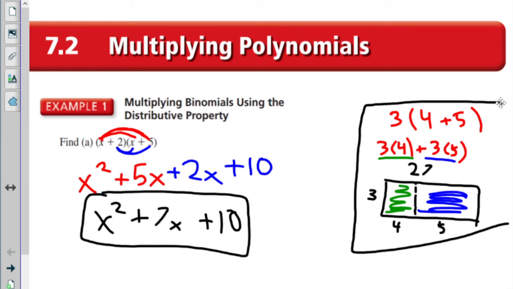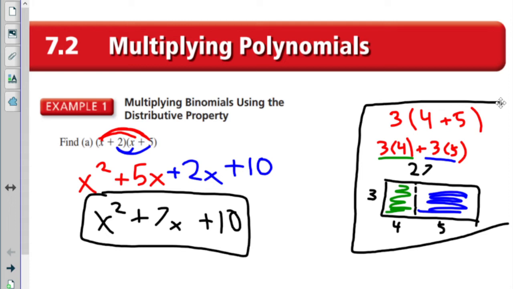Now, where we'll eventually go at the end of this week is that we are going to do this in the reverse direction as well. So I'm showing it to you in this distributing direction, but eventually I'm going to show you, here's what the answer was. I have x squared plus 7x plus 10. How did that start originally? Well, how it started originally was x plus 2 times x plus 5. And that's what you'll be able to tell me by the end of this week.